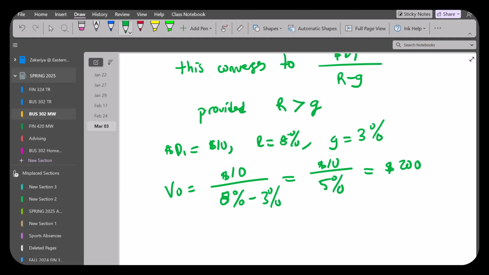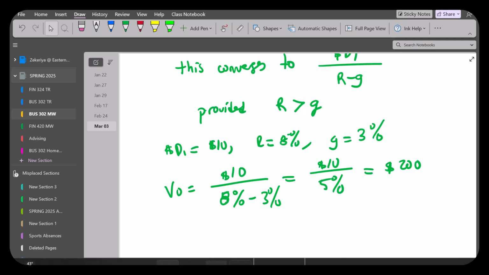Now, if you have a company that historically increased their dividends at stable rates, then this model is useful to get a valuation for that company. An example is Coke. For the last 60 years, every year they increase their dividends at a certain rate. It's not exactly the same rate, but you could basically come up with a certain number.